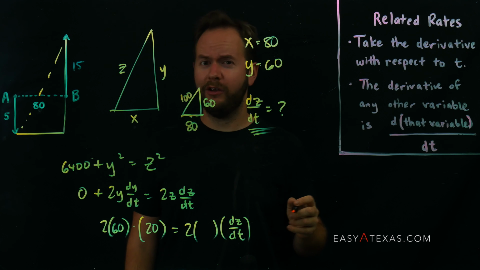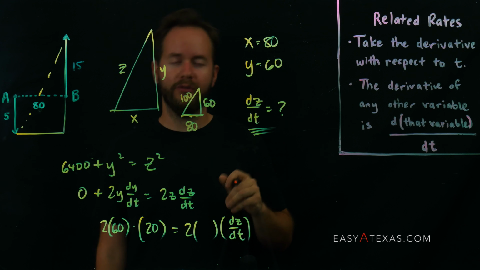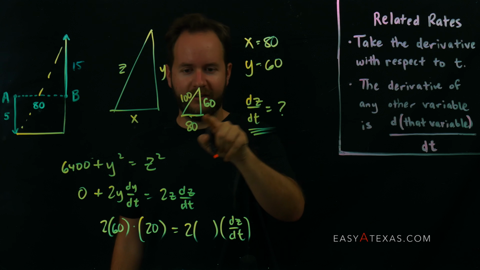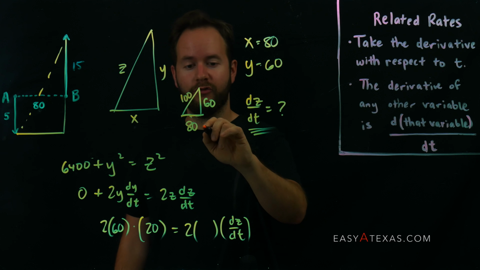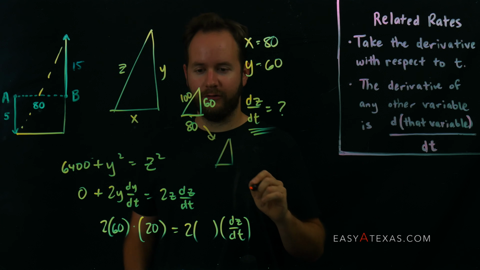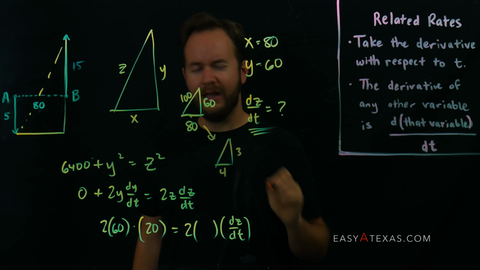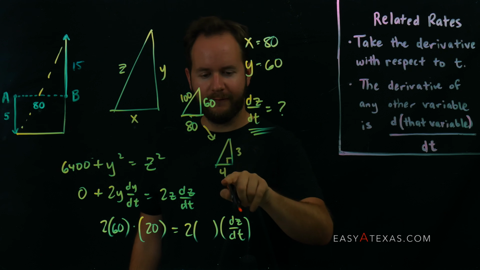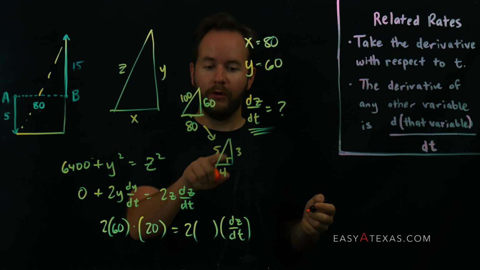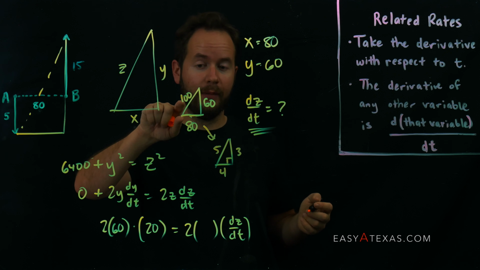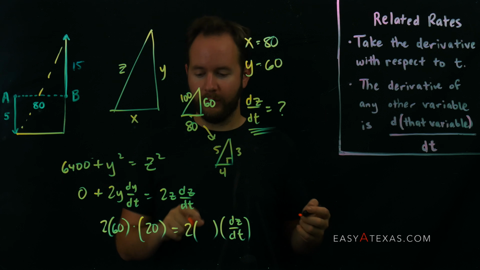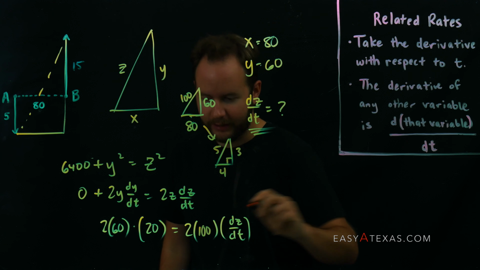Now you might think, wow, Andy, you're really good with squaring numbers. Yeah, but I just use a trick. 60 and 80 both have factors of 20 in them, so I'm going to scale this down by a factor of 20. Dividing 80 by 20 gives me 4. Dividing 60 by 20 gives me 3. And you might know your special 3, 4, 5 right triangle. So knowing this right triangle allows me to scale this back up to where I have 60, 80, 100. Now that I know that z is 100, I can plug that in here.